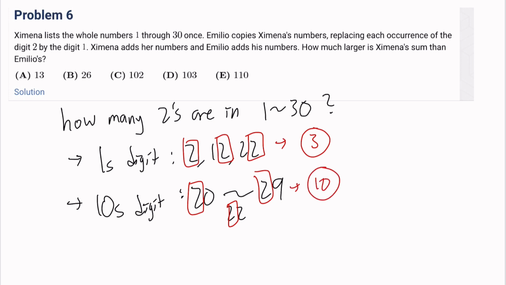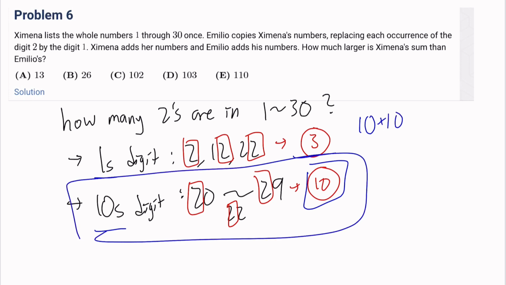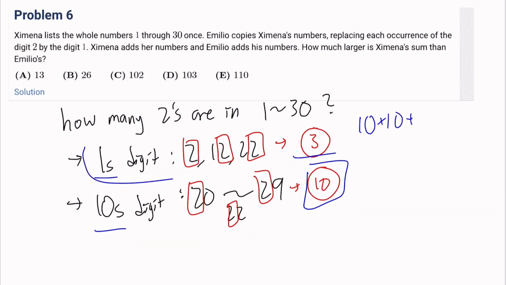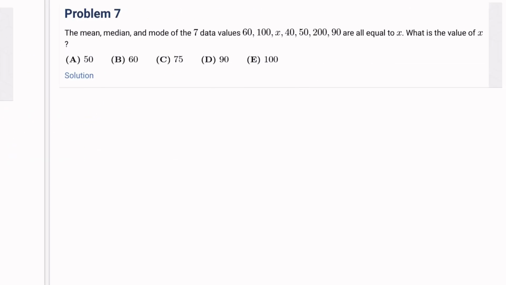And so how much larger is Ximena's sum than Emilio's? Okay, so we have 10 in the tens digit and 3 in the ones digit. So the difference would be 10 times 10 from right over here, plus 3 times 1. This equals 103. So the answer is D.